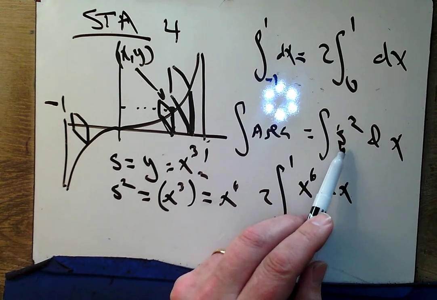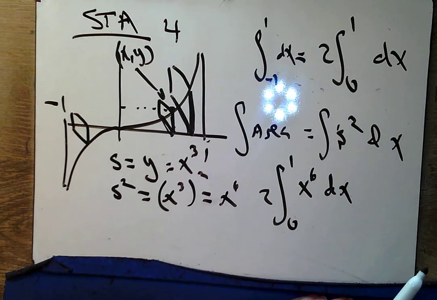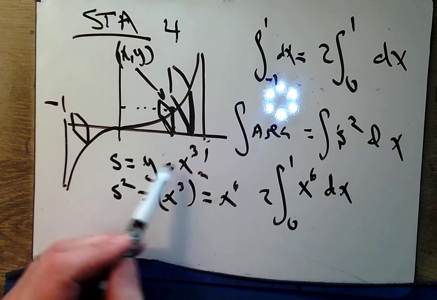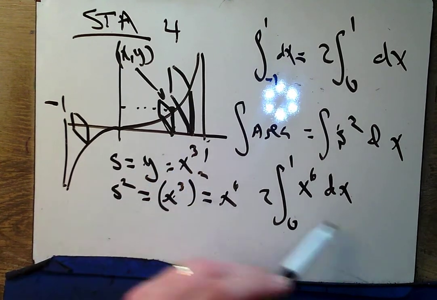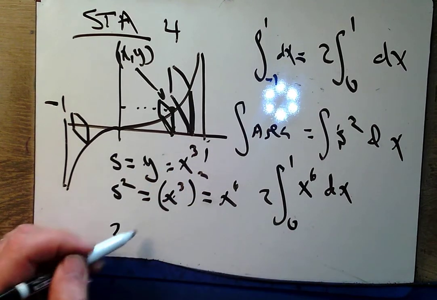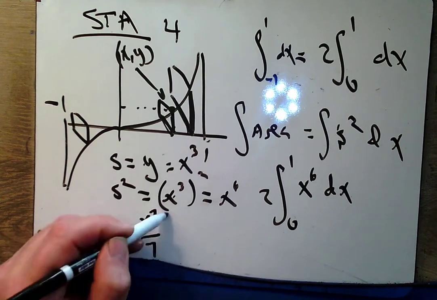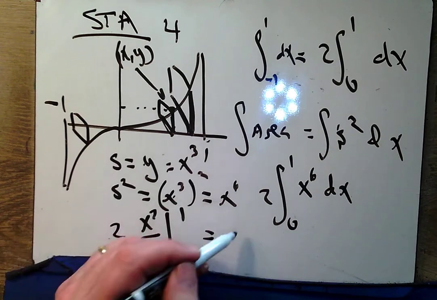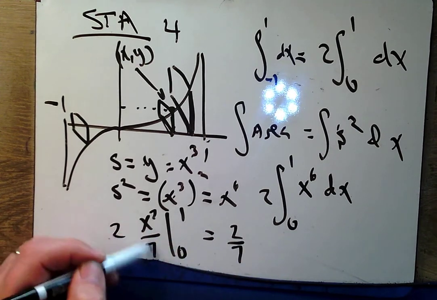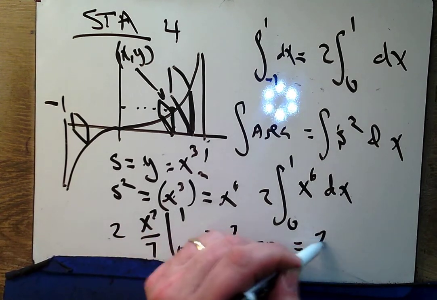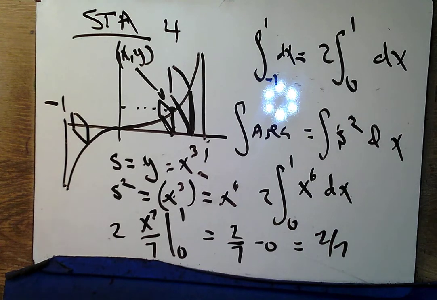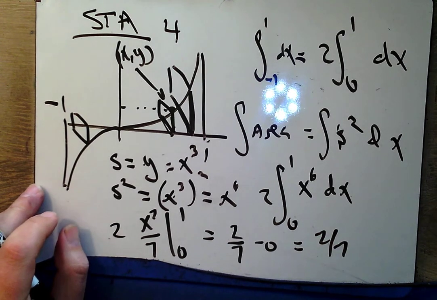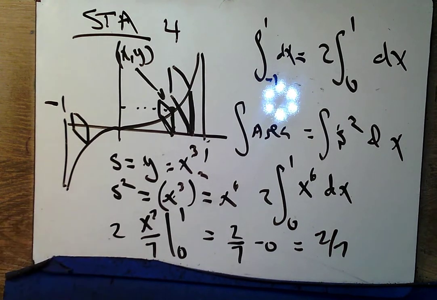Because all I'm doing is integrating side squared. And the side is the y value, x to the 3rd. Yep, I like that. So we've got 2 x to the 7th over 7 from 0 to 1. I plug in my 1, I get 2/7. I plug in my 0, I get 0. So 2/7 is my answer. And I'm moving on to station 5.